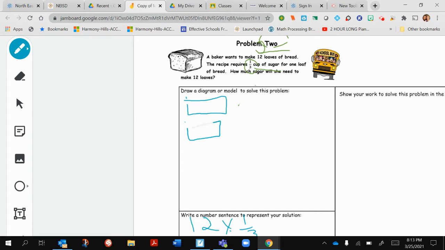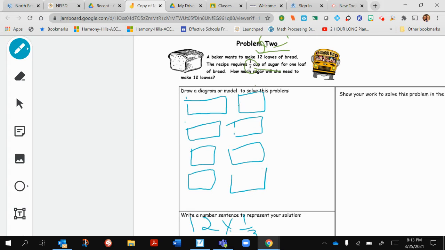1, 2, 3, 4, 5, and pretend like they're all the same size. 6, 7, 8, 9, 10, 11. There's my 12 loaves. Now I need to represent my thirds, and I got that from my denominator.